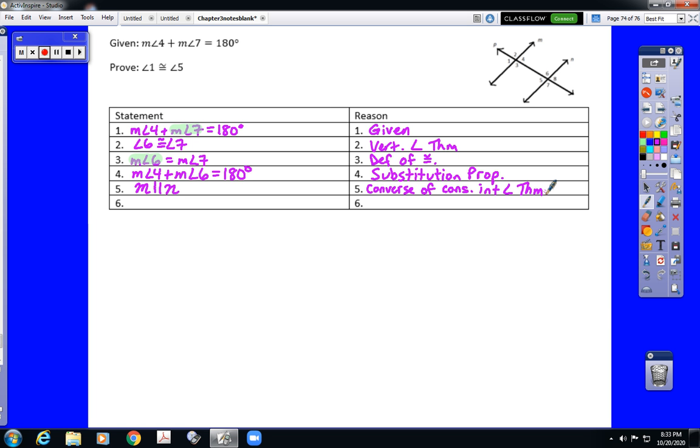Okay, since those consecutive interior angles add up to 180 degrees, the converse of that theorem states that M must be parallel to N. And if M is parallel to N, that means that all sets of corresponding angles, which would include angle 1 and angle 5, must be congruent by the corresponding angle postulate.